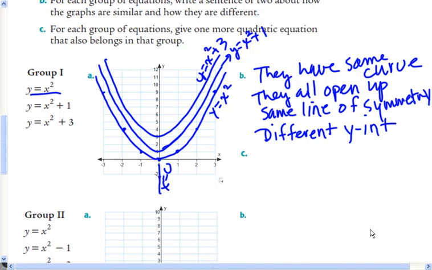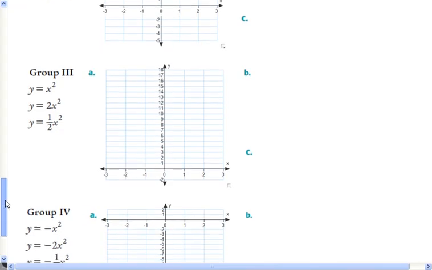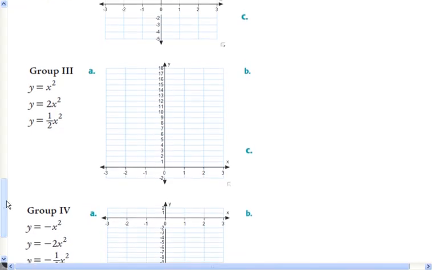And then for part C, we're going to just try and think of one other equation that would be in the same group. And I think something like x squared plus 5, and you really could add anything to that and it would be in the same group. All right, I'm going to skip down now and do group 3. We'll do group 2 in class.